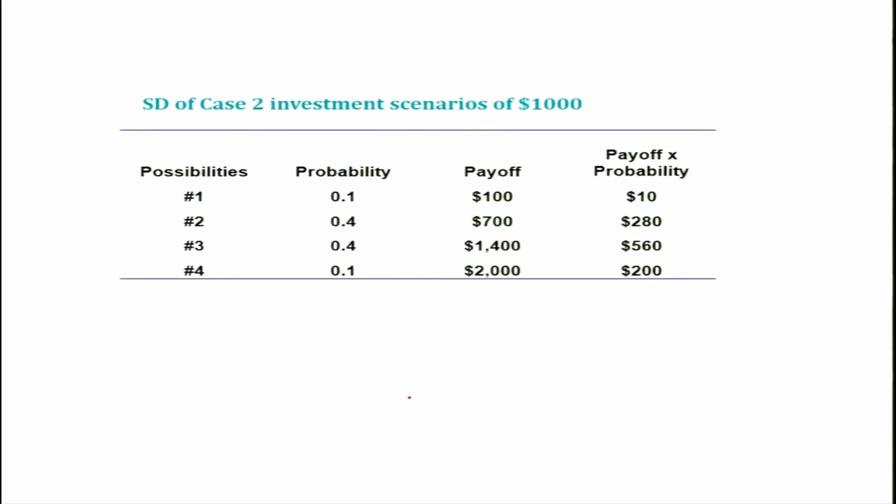Let us now take another example, investment case 2, where the investment is the same, 1000, and again we are going to get the same expected value here as well, 1050. Let us see the standard deviation of this investment. Again we take 4 possibilities, number 1, number 2, number 3, number 4, and the probability we are having these values.